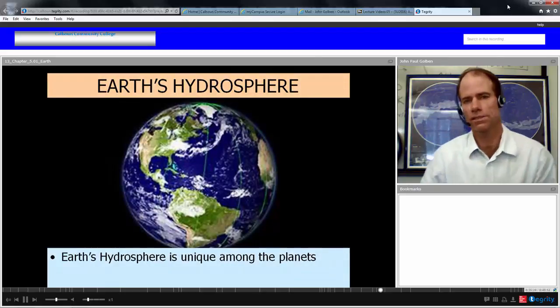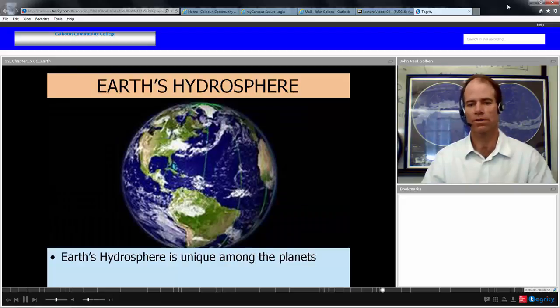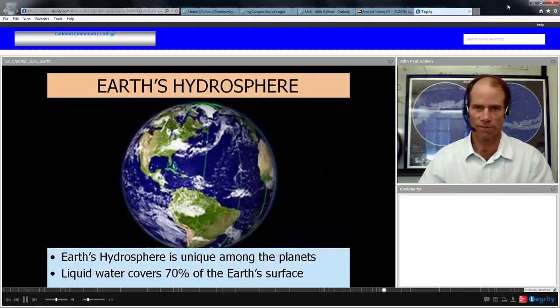So we have these three layers, very important to the preservation of life as we know it. Earth is also unique in having a hydrosphere. It's the only planet that has a hydrosphere, which is a water layer on its surface. Liquid water will cover 70% of the Earth's surface, and of course that is essential to life as we know it.